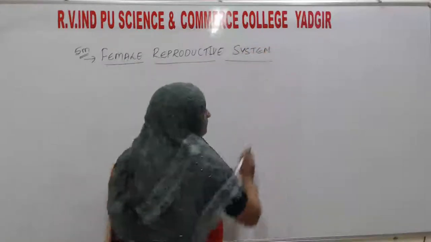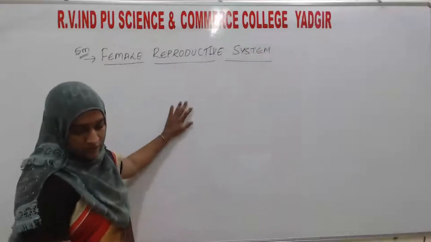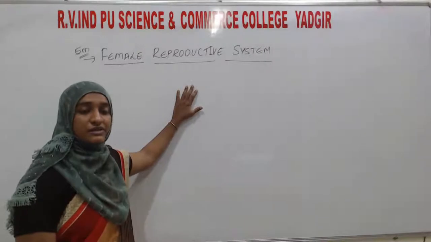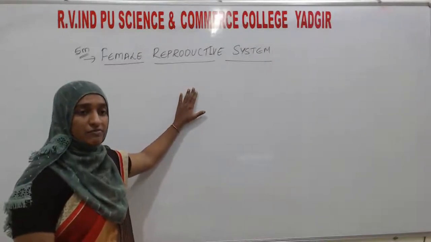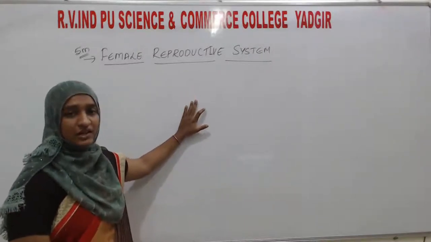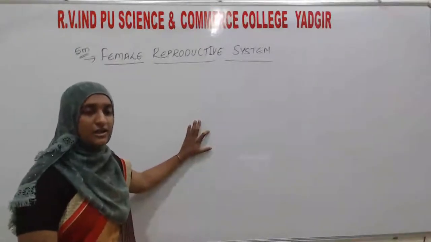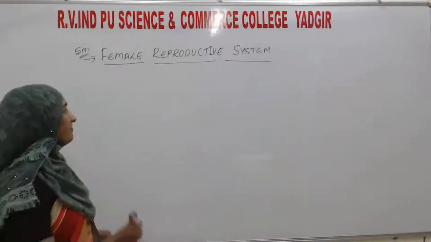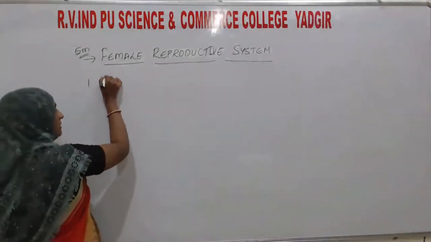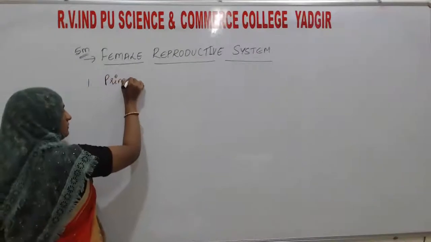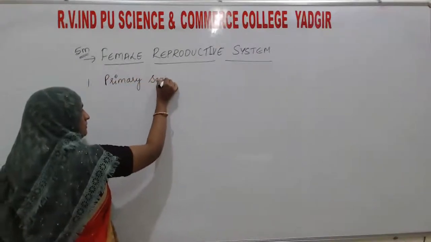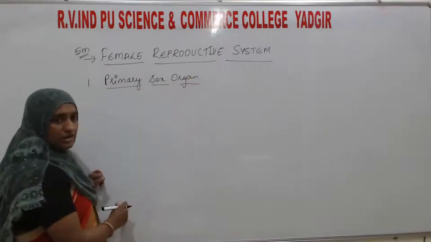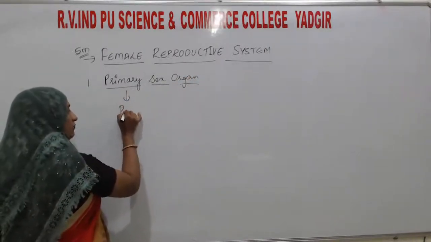Female reproductive system. See, just as the male reproductive system has 3 types of organs, that is primary sex organ, secondary sex organ and external genitalia, like that only the female reproductive system also has 3 parts. First is the primary sex organ, and the primary sex organs here are a pair of ovaries.